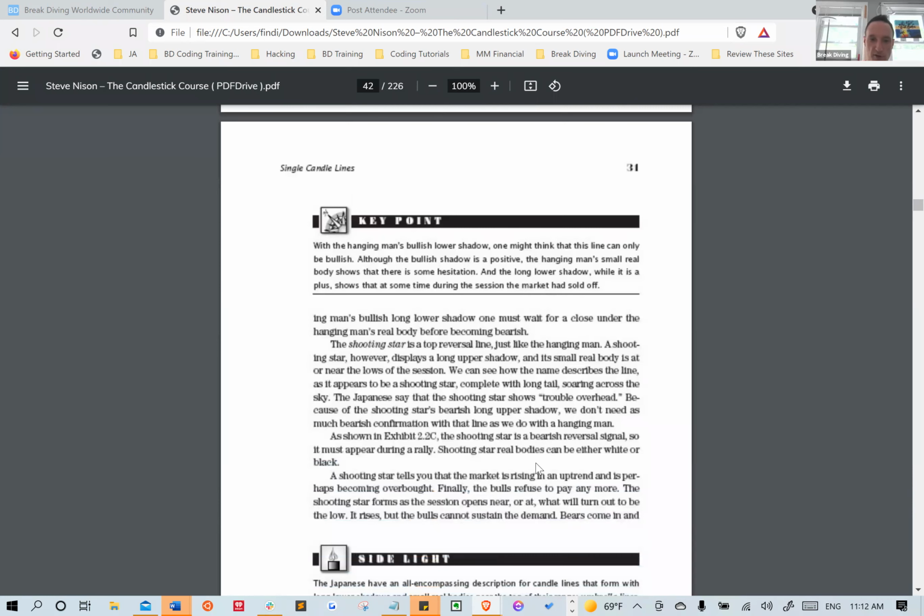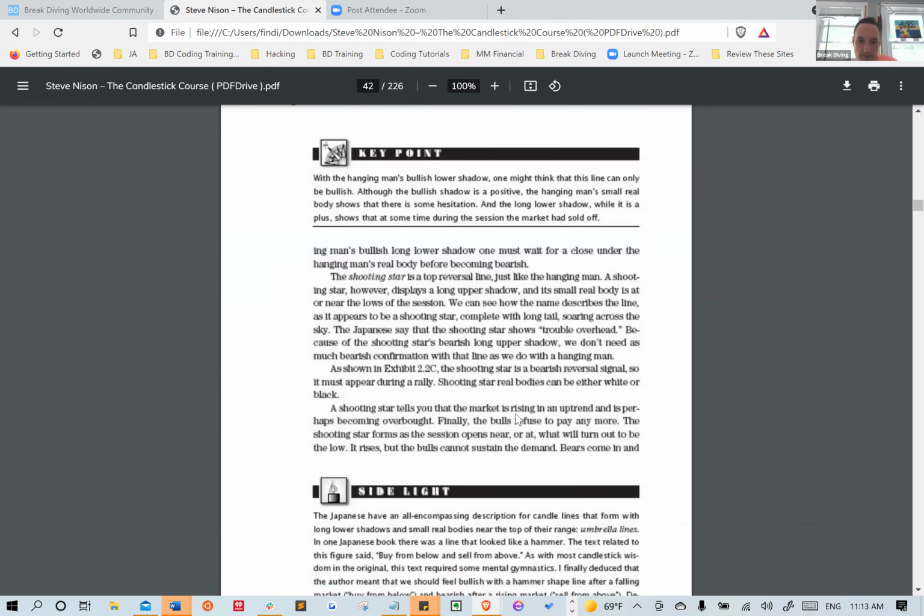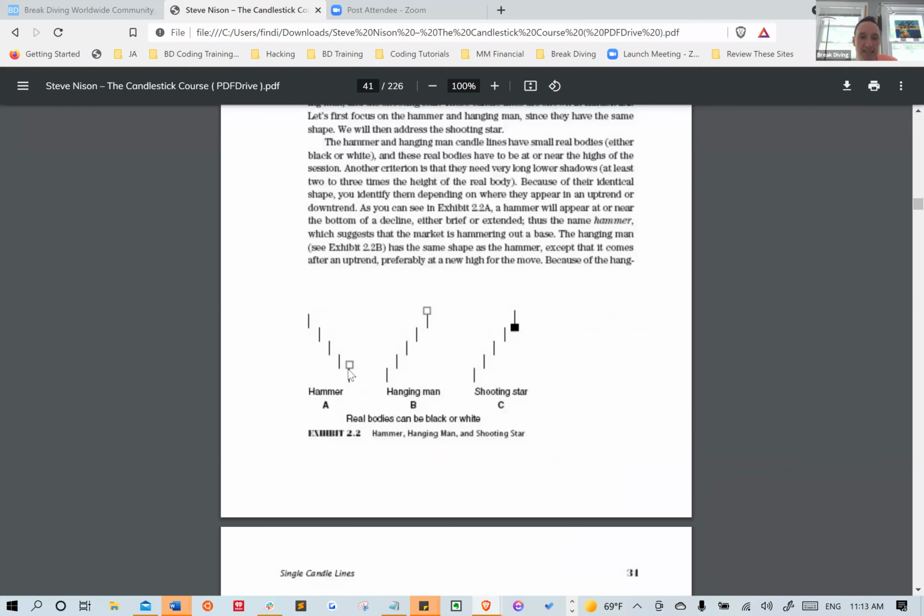The shooting star is a bearish reversal. The real bodies can be white or black, doesn't matter. So with all of these, it doesn't matter if they are black or white, correct? Or do the hammer and hanging man have to be white? No, it doesn't matter.